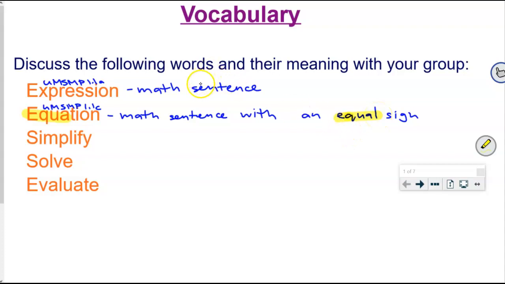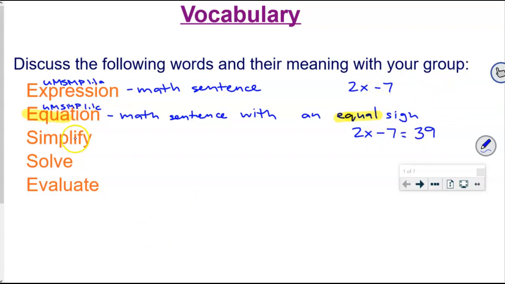So an expression is just a math sentence. An equation is a math sentence with an equal sign. So for example, we could have the expression 2x minus 7. We can turn that expression into an equation, not just by saying 2x minus 7 equals, but 2x minus 7 is equal to, we have to balance it with something else. So let's say 2x minus 7 is equal to 39. Now we turned that expression into an equation because now it has an equal sign and it's balanced with something else. Do you see the difference between those?